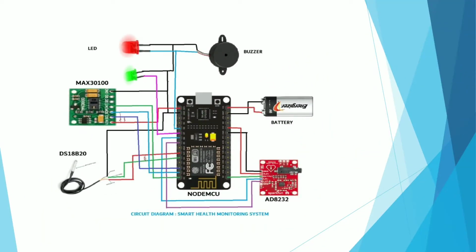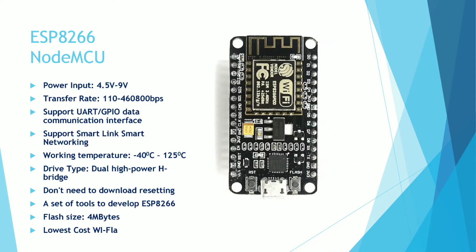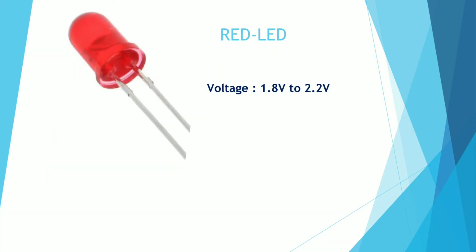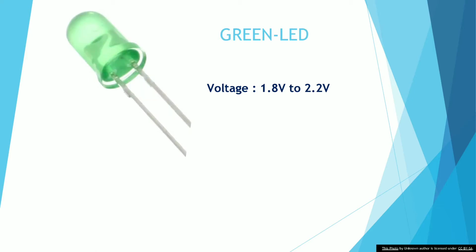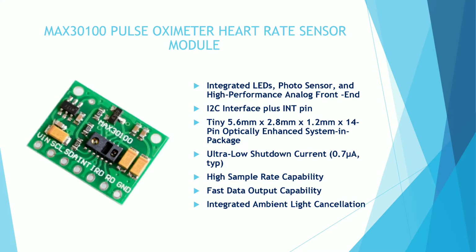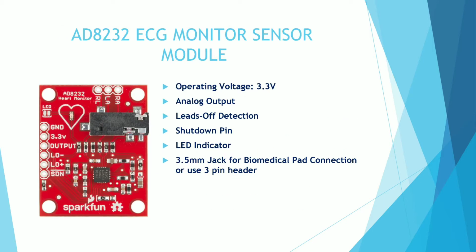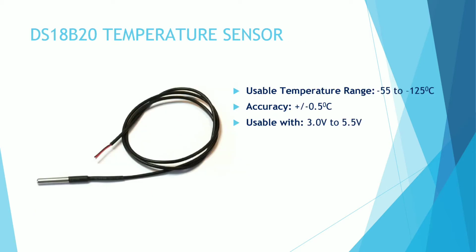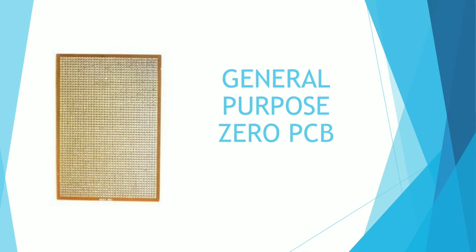Hardware specifications for this health monitoring system are Node MCU, a red LED for giving a red signal whenever an abnormality is detected in the patient's health, a green LED for giving a green signal if the patient's health is normal, a buzzer, a pulse oximeter and heart rate sensor module to detect pulse oximeter and heart rate signals, an ECG monitor sensor to measure electrical activity of the heart, which is charted as ECG. It gives the output as an analog reading. Temperature sensor to measure temperature, battery, and a general purpose PCB.